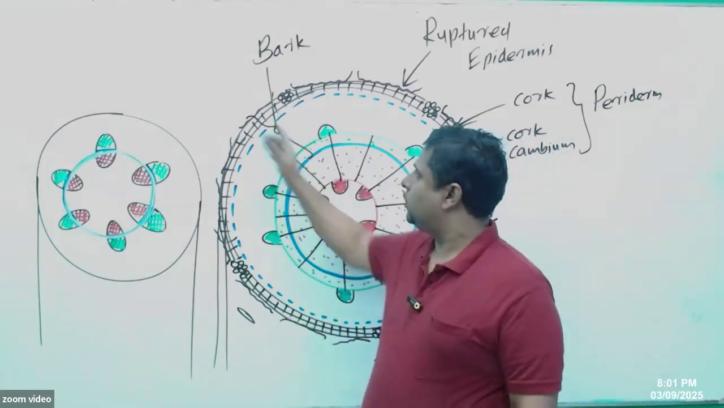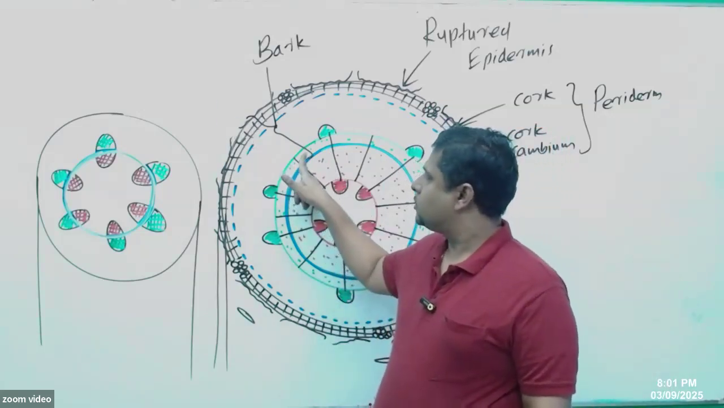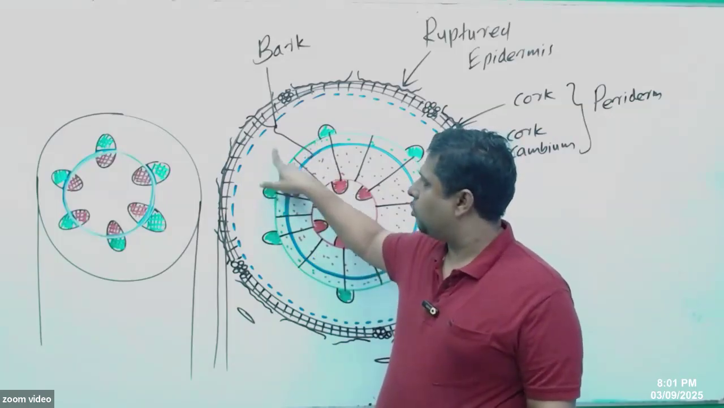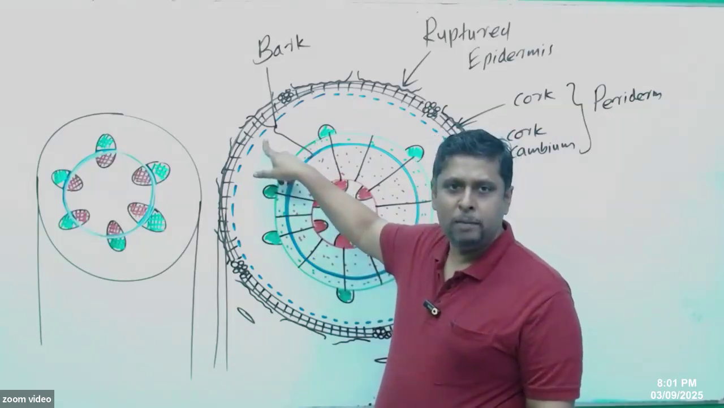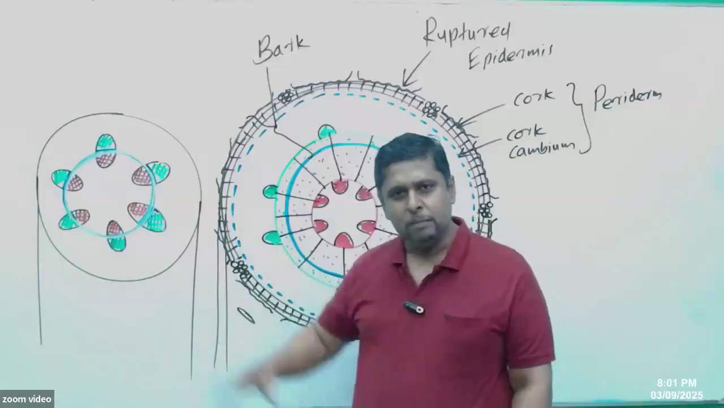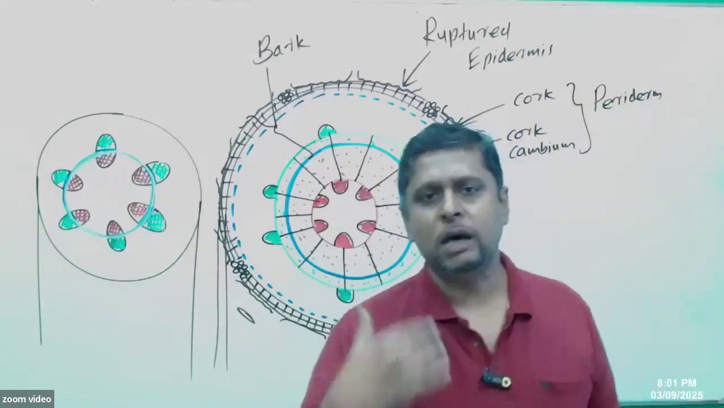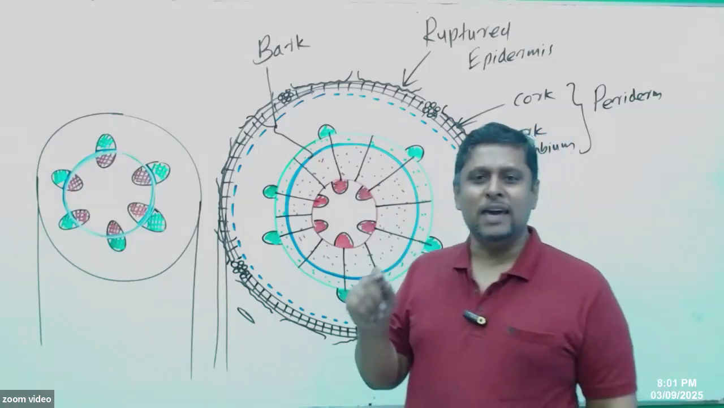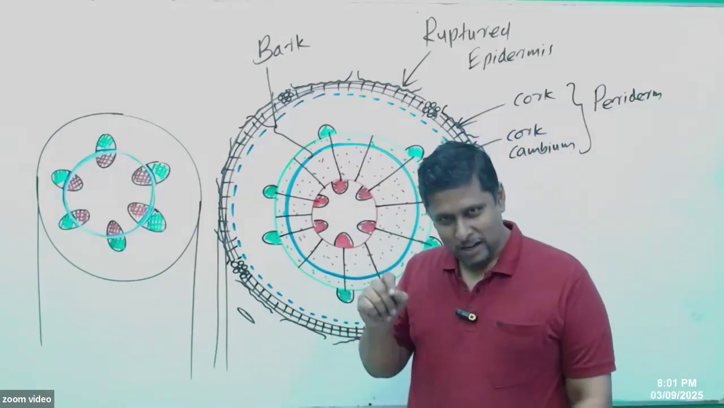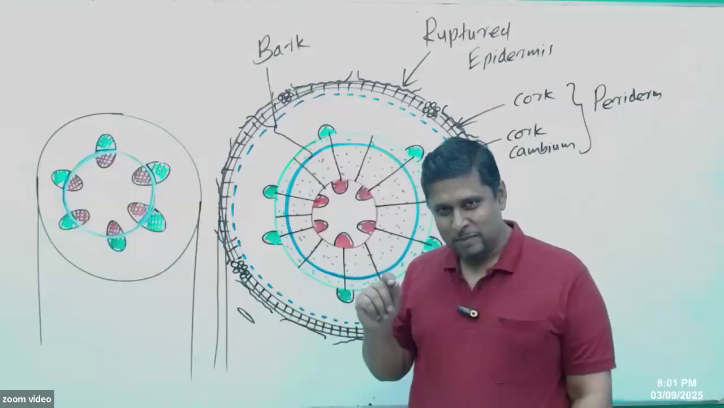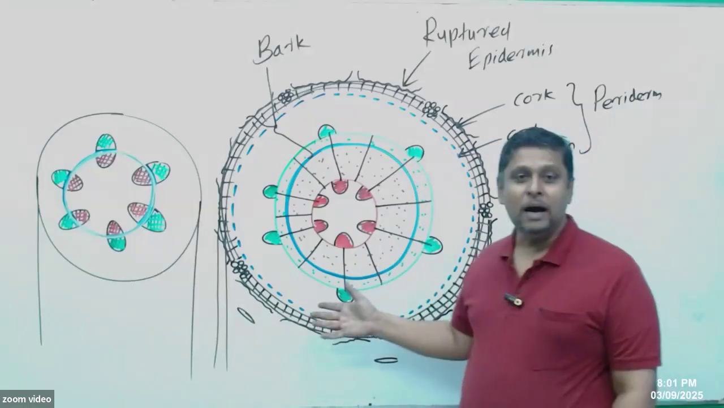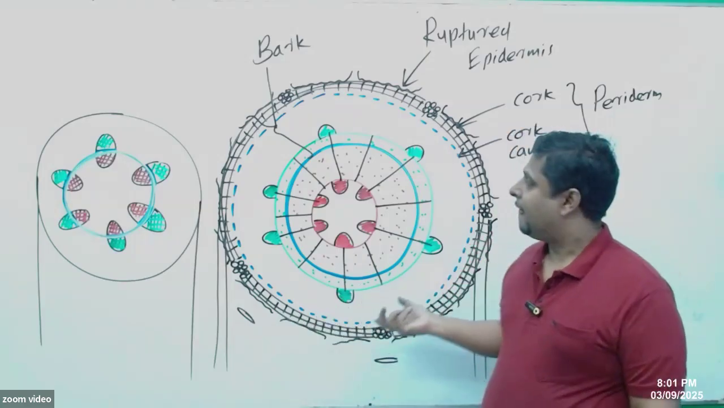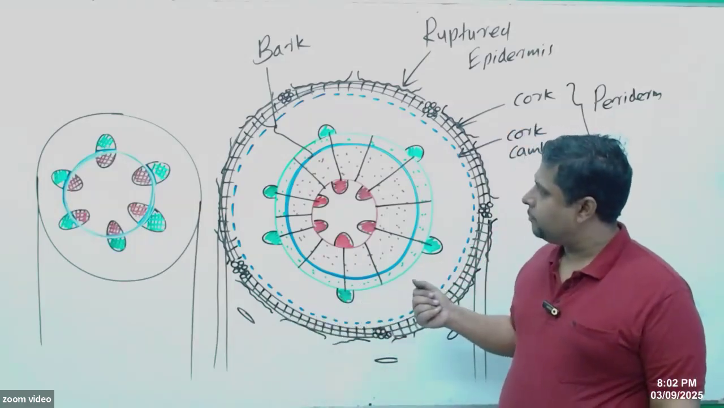If you go from here to this side, you have secondary phloem, primary phloem, the cortex, the cork cambium, and the cork and the ruptured epidermis. All are parts of the bark. So the main tissue present in the bark is phloem. You understand that? Main tissue in the bark is phloem.